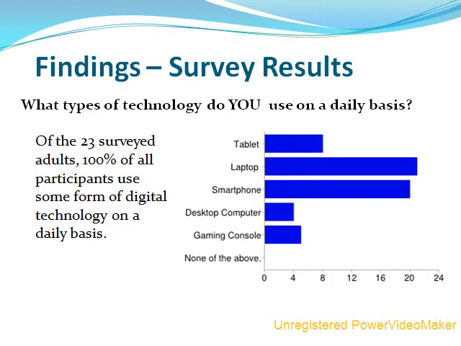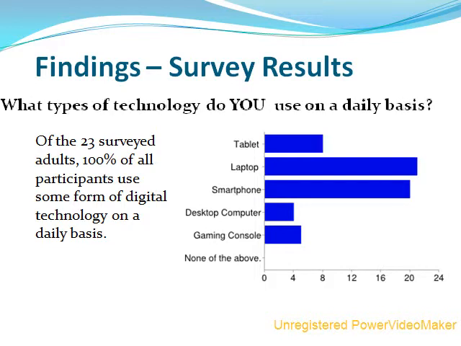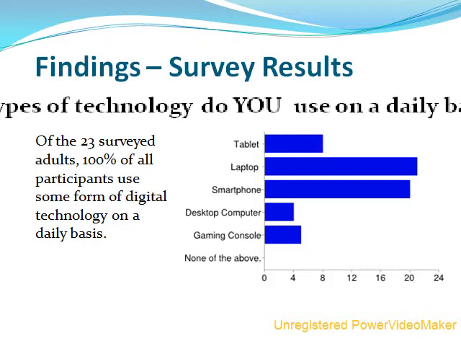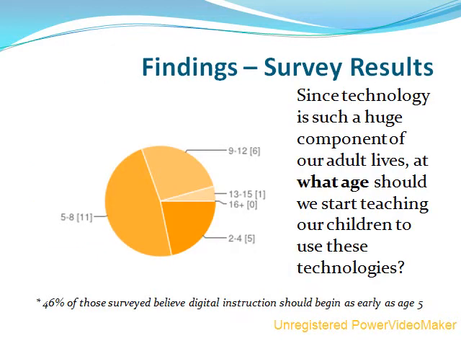Of the 23 surveyed adults, 100% of participants admitted to using some form of technology on a daily basis. The implications of the overwhelming number of participants using technology each day highlights its prevalence as a major component of our future. Almost 50% of participants agreed that children should be exposed to these technologies as early as age 5. The argument that children should be taught to use digital technology at such a young age holds validity, as the previous question demonstrated its prevalence in both education and work for future generations.